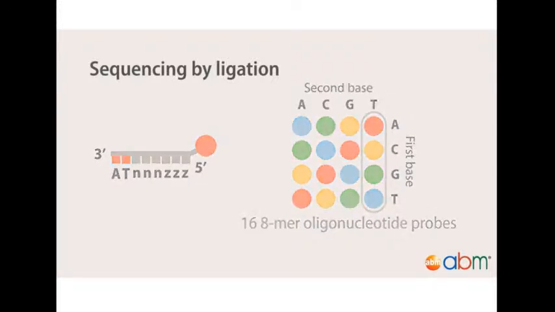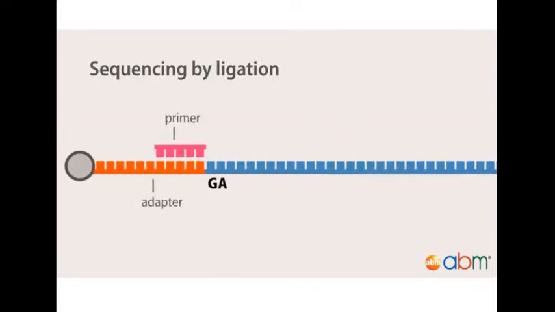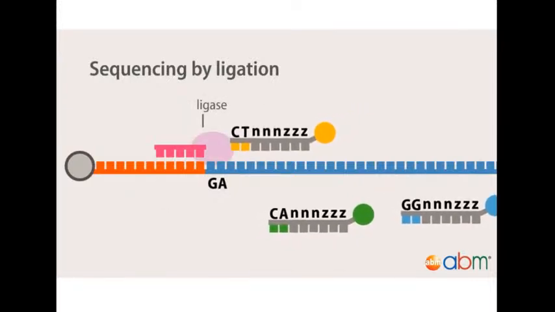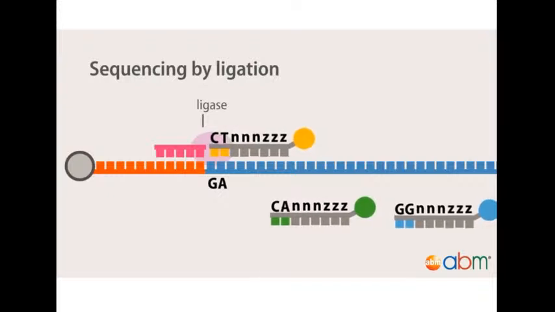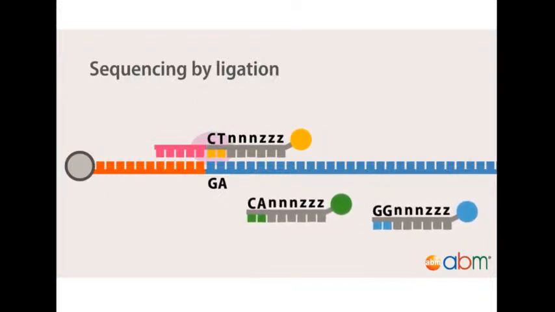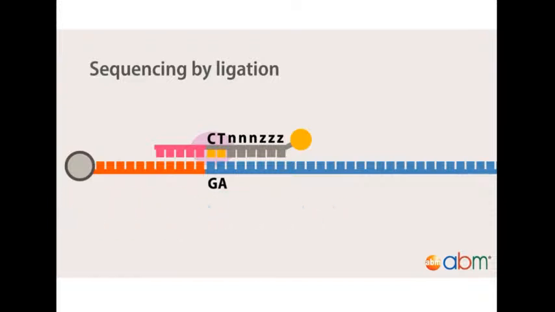The sequencing reaction commences by binding of the primer to the adapter sequence and then hybridization of the appropriate probe. This hybridization of the probe is guided by the 2 probe-specific bases and upon annealing is ligated to the primer sequence through a DNA ligase. Unbound oligonucleotides are washed away, then the signal is detected and recorded. After that, the fluorescent signal, along with the last 3 bases of the octamer probe, are cleaved.